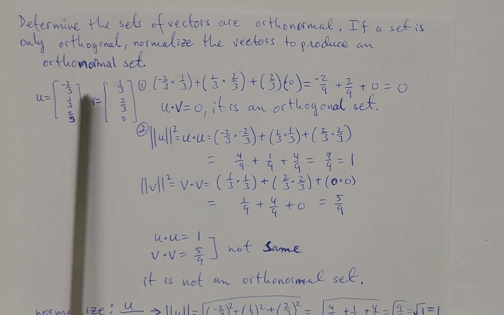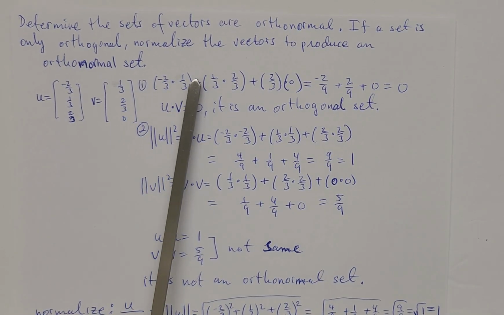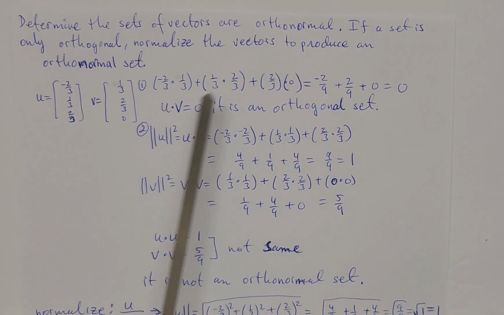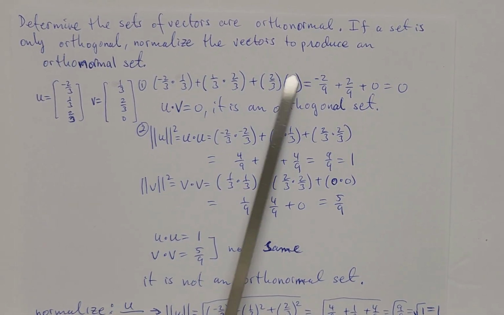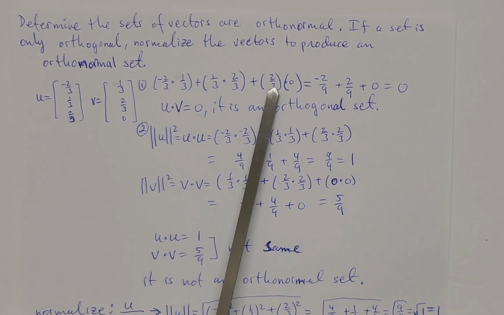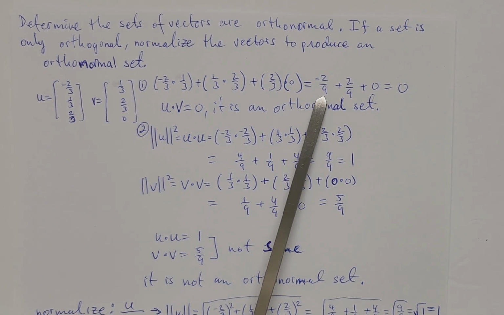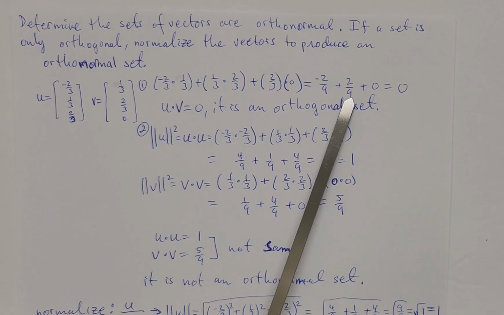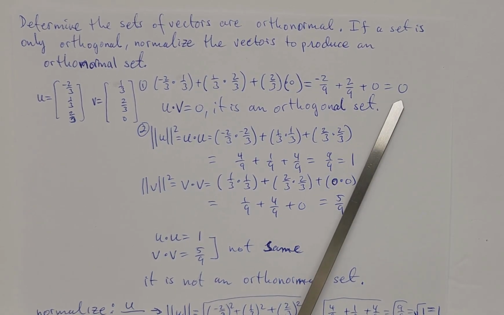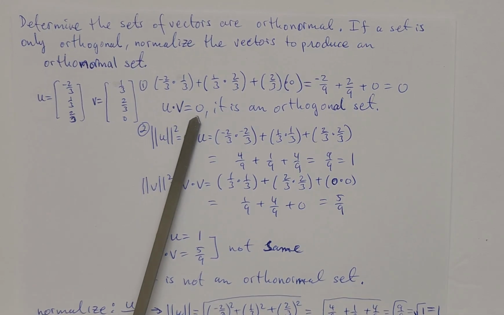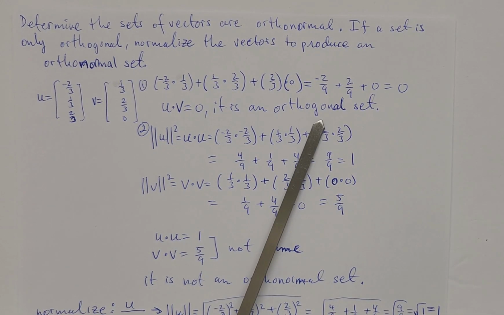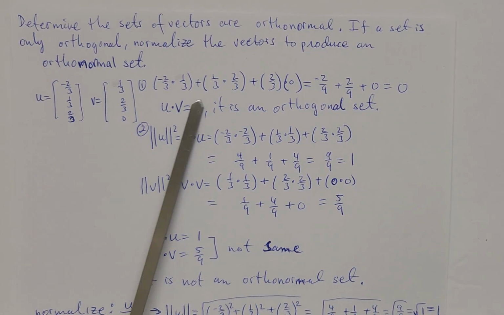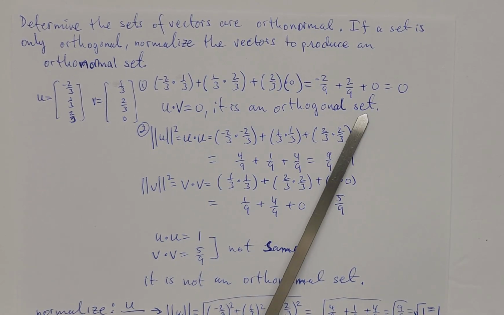So negative 2/3 times 1/3, which is here, plus 1/3 times 2/3, which is here, plus 2/3 times 0, which is here. So just multiply across. So I have negative 2/9 plus positive 2/9 and then 0. Subtract them and it comes out to be 0. So the dot product is 0. So it is an orthogonal set, because it is 0.